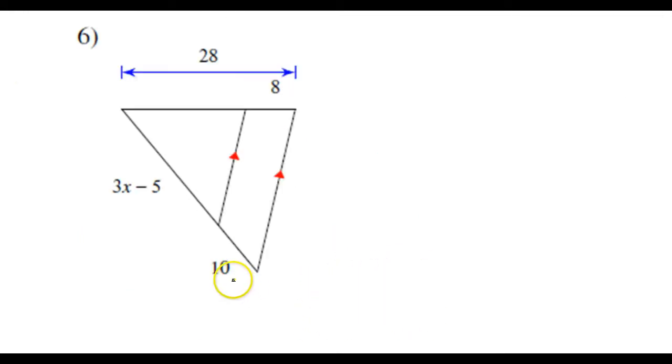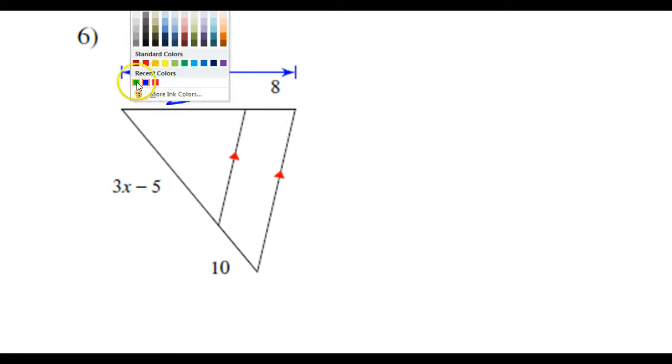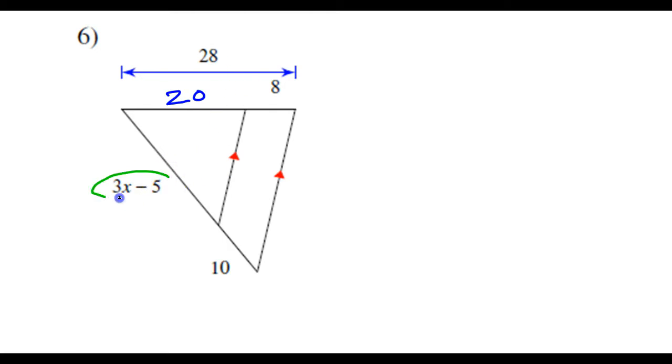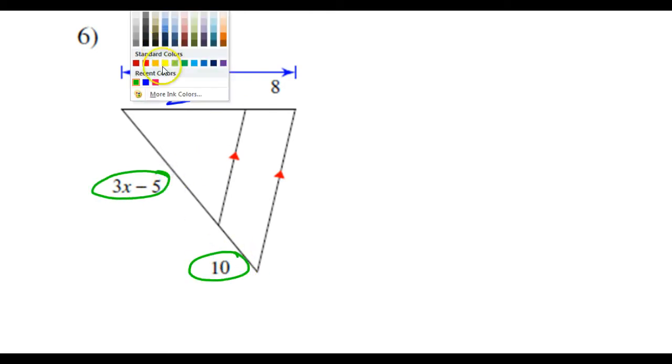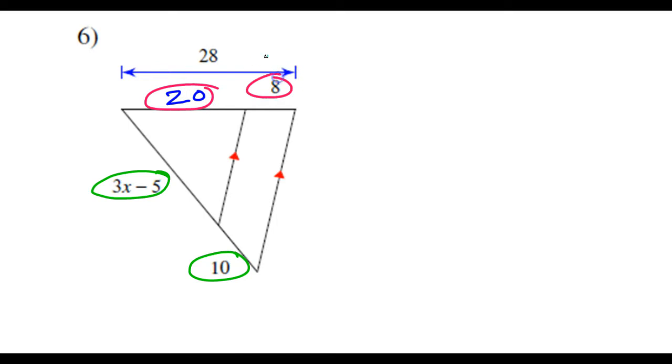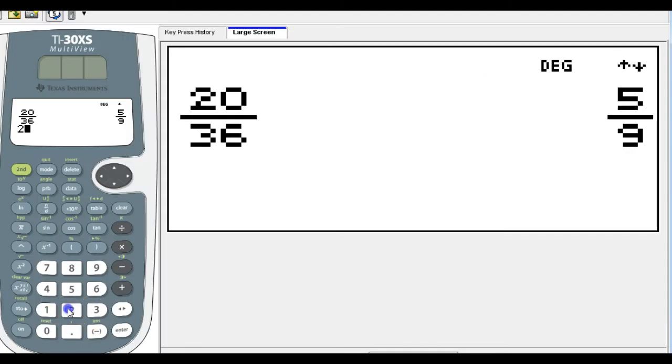Alright, I would go back to using the side splitter theorem for number 6, but we'll need this piece. It's easy. If the whole is 28 and this portion is 8, then this part must be 20. Now the split sides should be proportional to each other. So this pair of sides should be proportional to this pair of sides. So if you set that up, it will be like 3x minus 5 over 10 should equal 20 over 8. Alright, 20 over 8 is 5 halves.